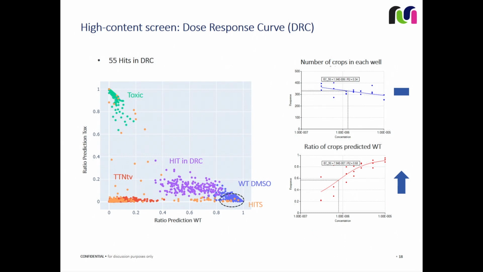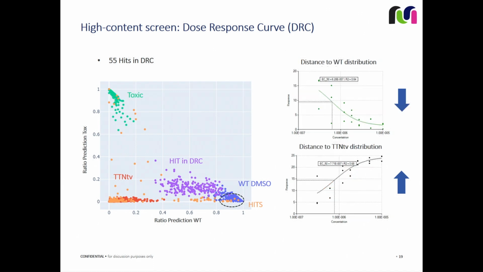We have different ways of quantifying this. We're looking at the viability. We're looking at how many cells in each well are predicted to be wild type. We're doing DRCs to do that. We're also using a measure called the Mahalanobis distance to really quantify this transition.